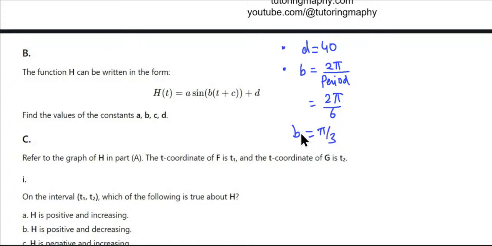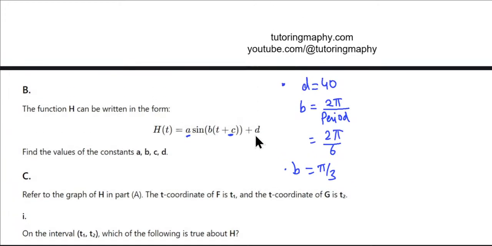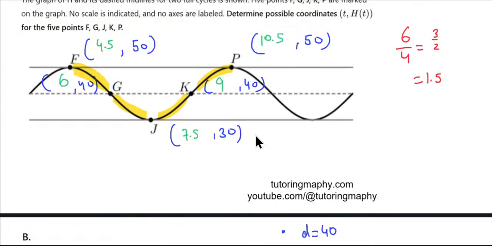Okay. So I have these two numbers now. Now, A and actually C sort of go together, because there can be multiple possibilities. For example, I know that the A has to be either plus 10 or minus 10, right? Because this is the height between midline and the maximum. It has to be either 10 or minus 10.